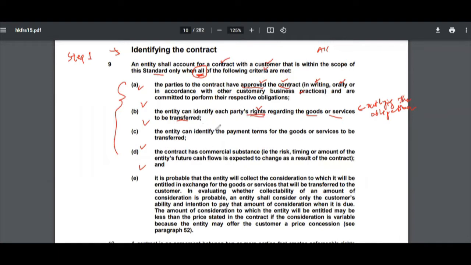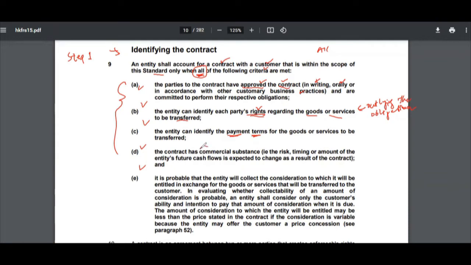So that's about rights. Point C is about payment, basically. The entity can identify the payment terms, right? So payment terms is another important thing. Since we are talking about revenue from customers, the company is going to receive revenue, or in other words, a payment for their goods or services when delivered, right? So that payment should be clearly defined in the contract.